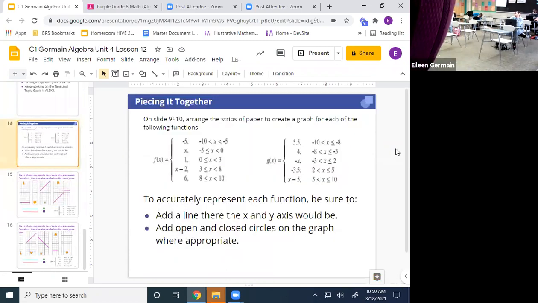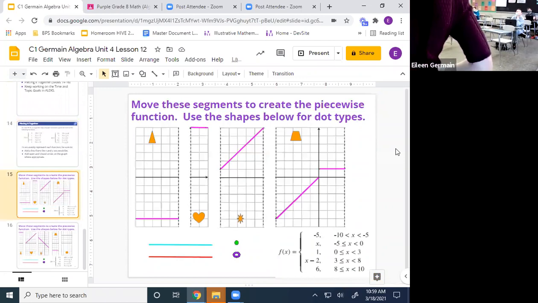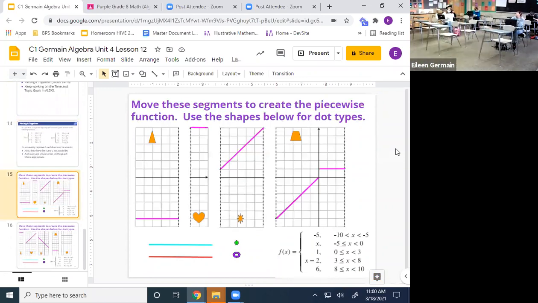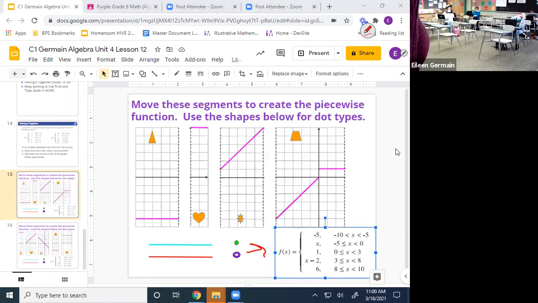Slide 14 has the directions, and you're going to use the piecewise function given to you on here. You're going to rearrange these pieces to create this piecewise function down here, and you're going to use these dots to put on the ends of these segments. The segments, the equation lines, are these pink lines here. These firm black lines here are your axes, your X and your Y axis. I want you to give it a shot.